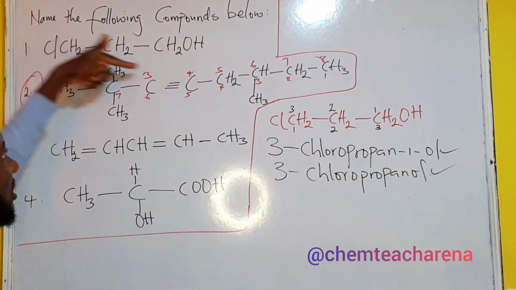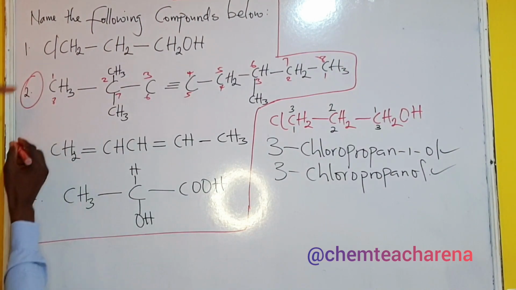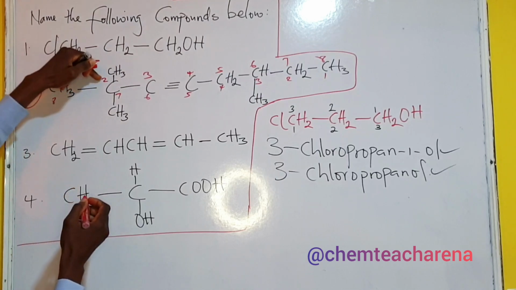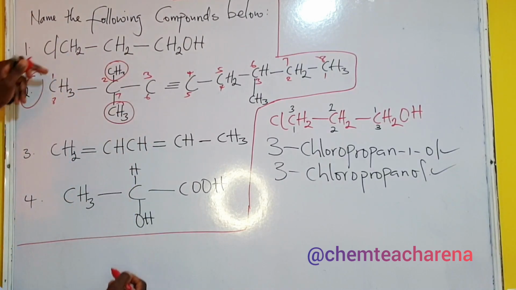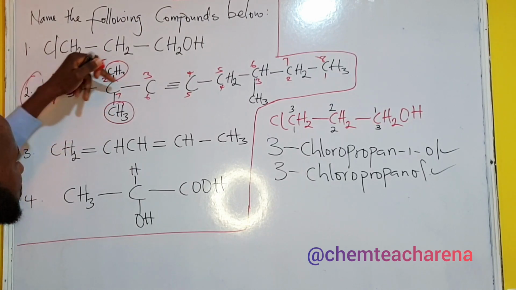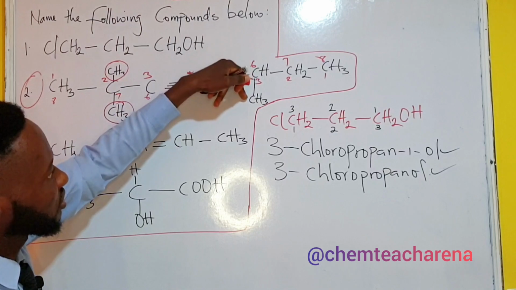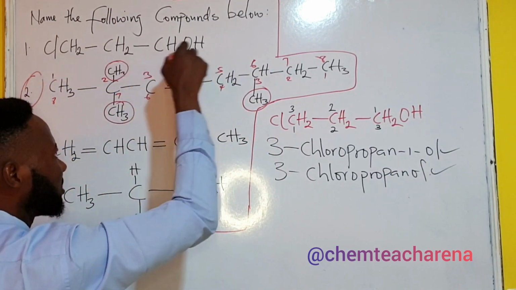So I'm going to take the counting at the top to name this compound. 1, 2. At position 2, I have one methyl, I have another methyl. 1, 2. At position 2, I have methyl. 1, 2, 3, 4, 5, 6. At position 6, I have another one here, because I'm taking this counting on the top.